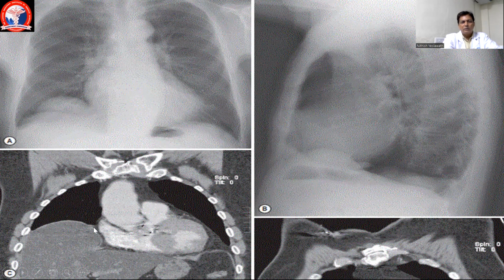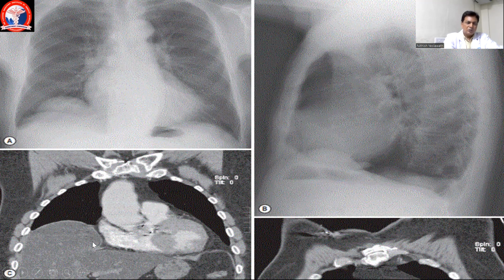coronal contrast enhanced CT scan. These three images are very important. So let's look at this. On this radiograph, we are seeing a hump in the diaphragm. So elevation is there. This is a focal area of elevation. Here also we are seeing a focal area of elevation.